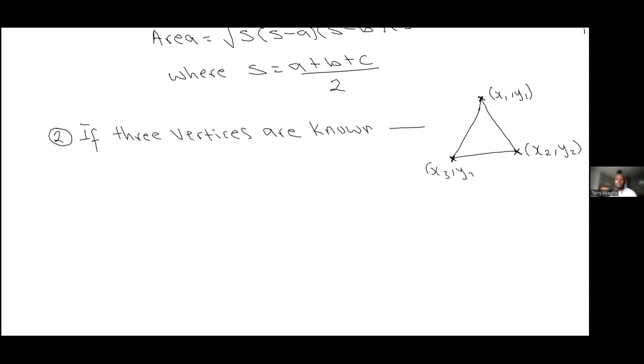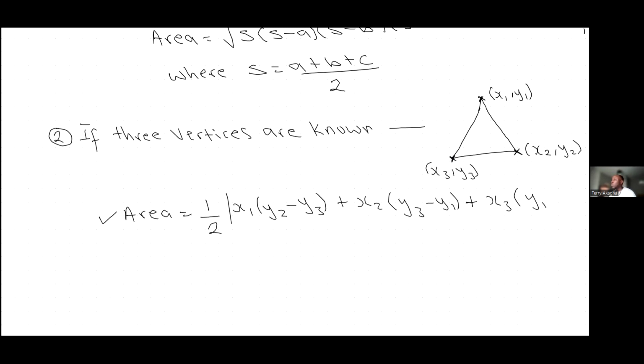So in this case now, you know the vertices. Now, how do you find the area? The way you find the area, you have to use the formula, which is 1/2 times the absolute value of x1 (y2 minus y3), plus x2 (y3 minus y1), plus x3 (y1 minus y2). So this is how you find the area for this.